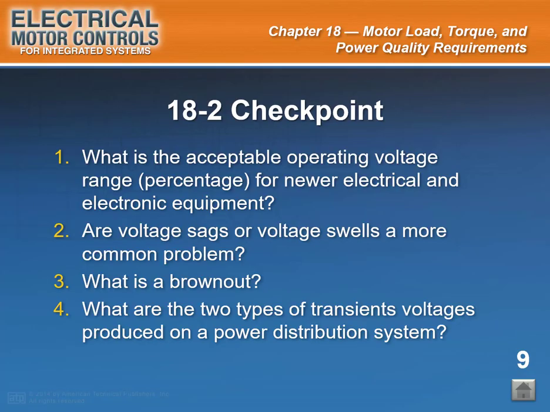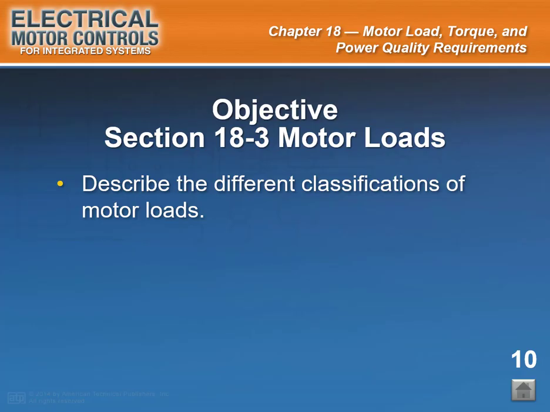Slide caption, 18-2. Checkpoint. What is the acceptable operating voltage range, percentage, for newer electrical and electronic equipment? Are voltage sags or voltage swells a more common problem? What is a brownout? What are the two types of transient voltages produced on a power distribution system? End of slide 9. Start of slide 10.